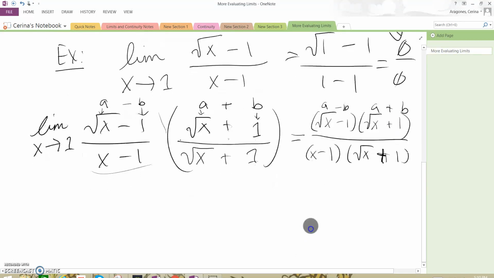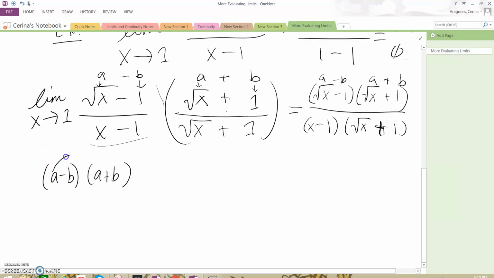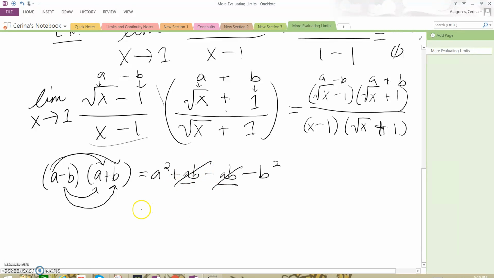I'm going to show you a little trick whenever you get something that's a minus b times a plus b. Okay, so let's FOIL this up. So a times a is a squared. A times b is ab. Minus b times a is minus ab. And minus b times b is minus b squared. These middle terms cancel out, and you're left with a squared minus b squared. So whenever you have a minus b times a plus b, you're always left with a squared minus b squared.